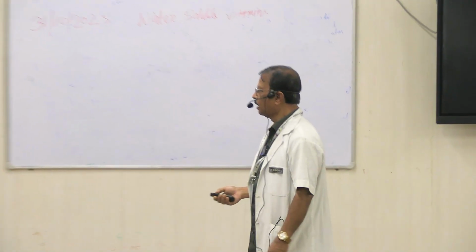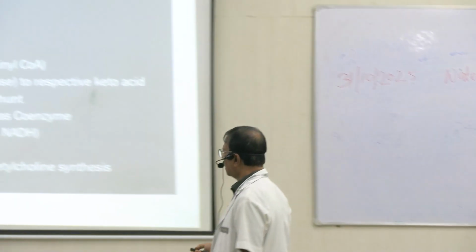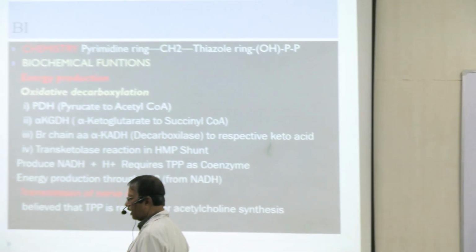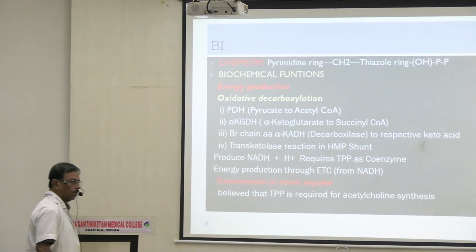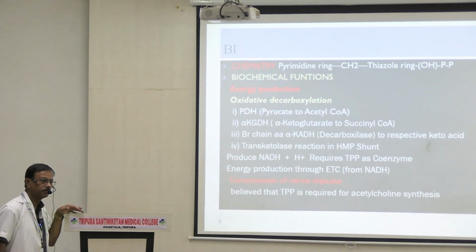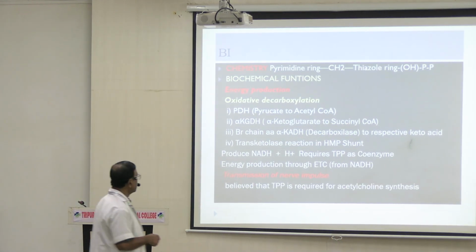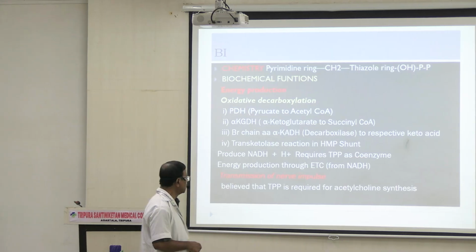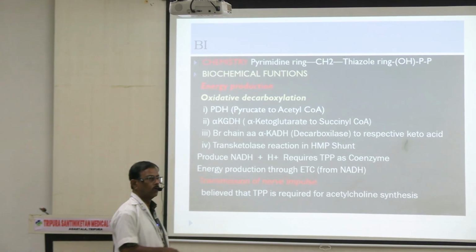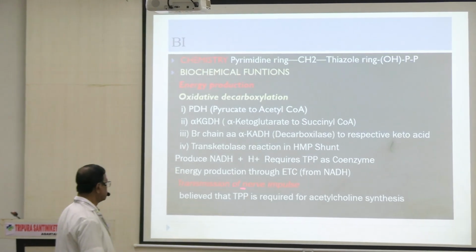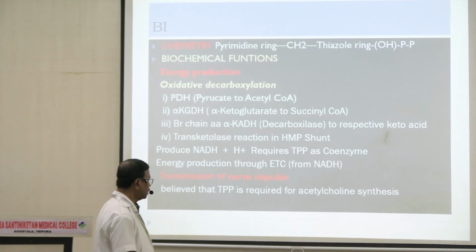2.5 ATPs are produced. And transmission of nerve impulse. It is believed that thiamine pyrophosphate is required for synthesis of acetylcholine, which is a neurotransmitter. So thiamine, through its coenzyme activity, helps in energy production reactions and transmission of nerve impulse by synthesizing acetylcholine.